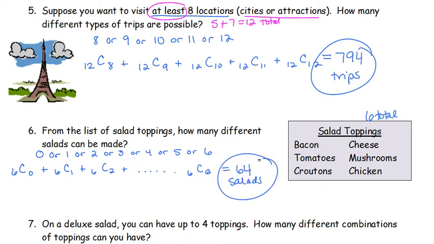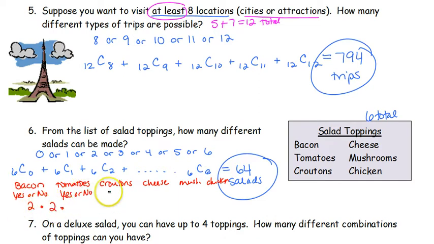One thing that's going to get a little bit tricky as we move on and get into more difficult problems is there's lots of different ways that it can be approached. I can also think about this as each individual topping. I've got bacon, tomatoes, croutons, cheese, mushrooms, and chicken. I have 2 options for each of them. Is it yes or no? So there's 2 options for bacon, 2 for tomatoes, 2 for croutons, 2 for cheese, 2 for mushrooms, and 2 for chicken. So this can also be thought about as 2 to the 6th power, which is also going to give you 64 total different salads you can make.